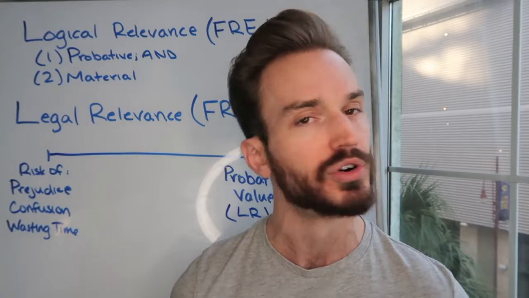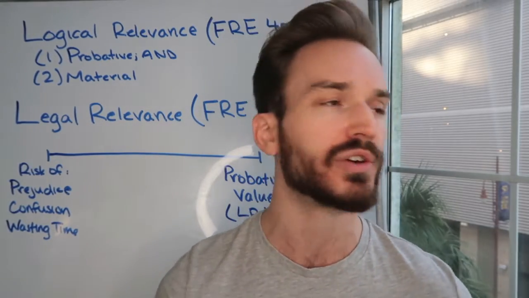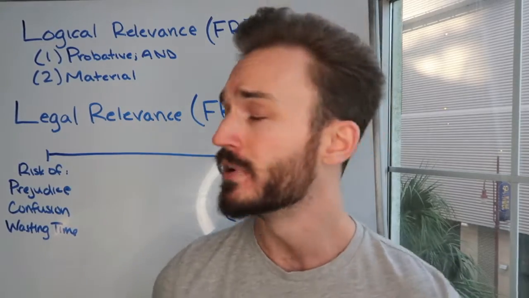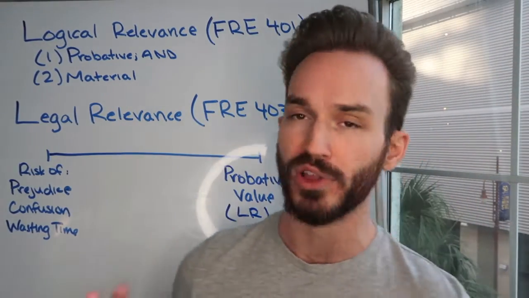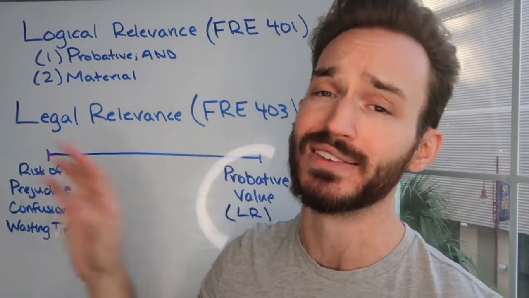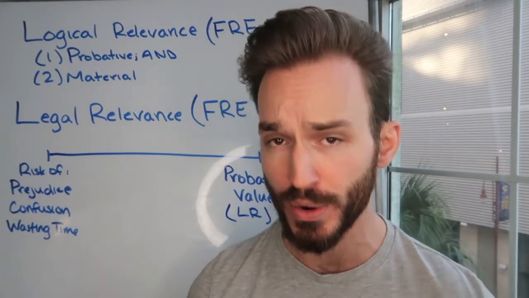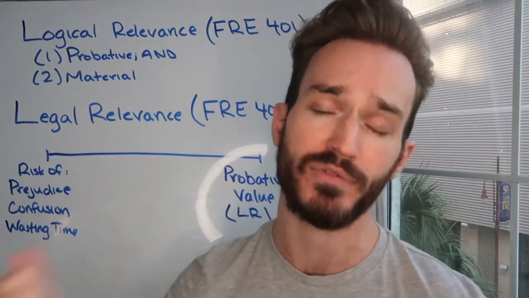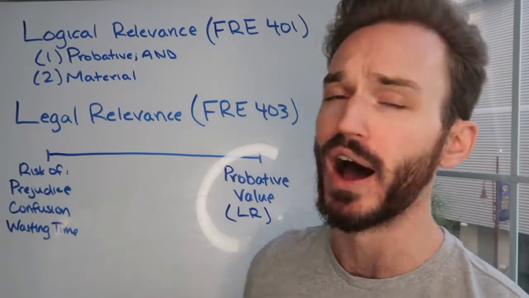Now, obviously, jurors are humans, and we know that certain cases are going to be emotional by nature, right? And that's fine. But that's what 403 is grappling with: how much emotion is allowed and how much emotion is not. And the way we make this determination is by balancing, okay, what's the probative value of this evidence and what's the risk of unfair prejudice?